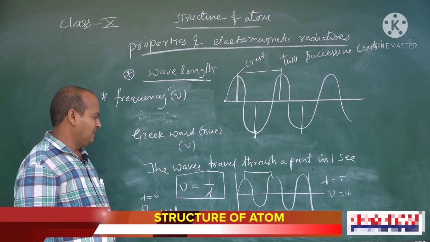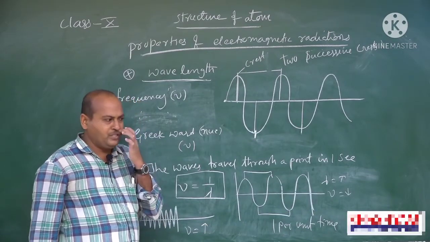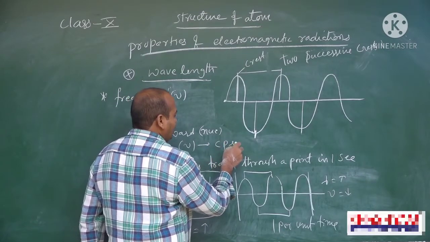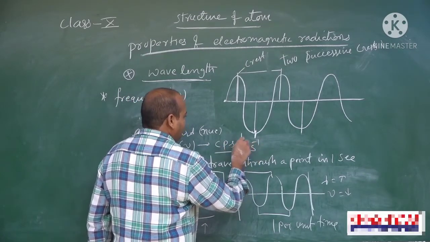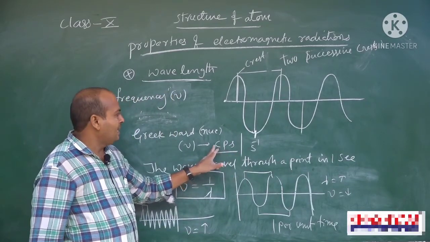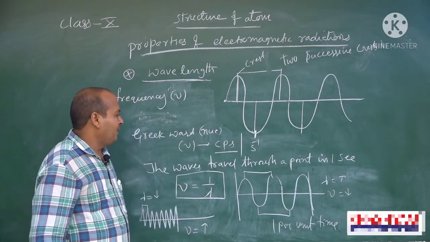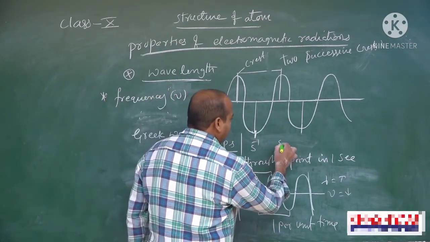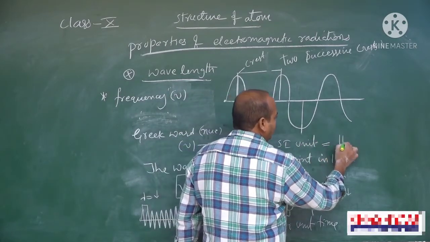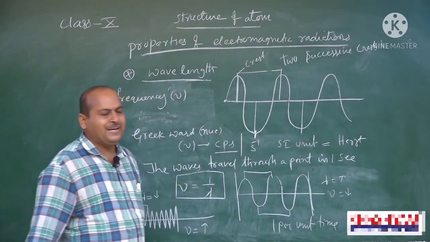So what are the units of frequency? Cycles per second, CPS, or second inverse. Second inverse or CPS means the number of cycles per 1 second. And in SI units, the unit of frequency is hertz.